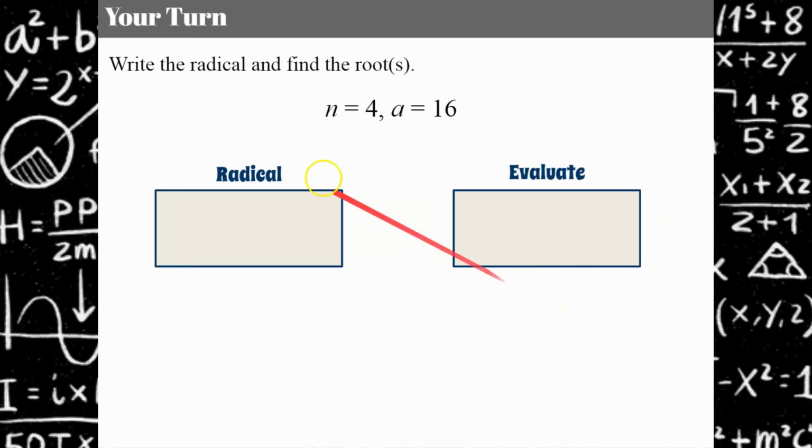Your turn. Please write this in radical form and find the roots.